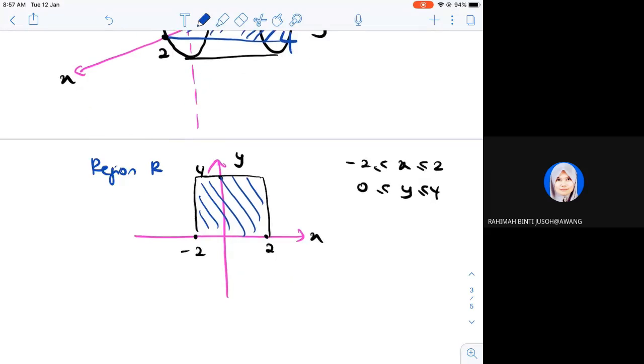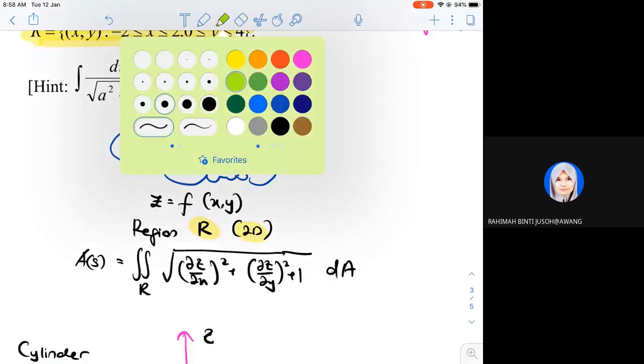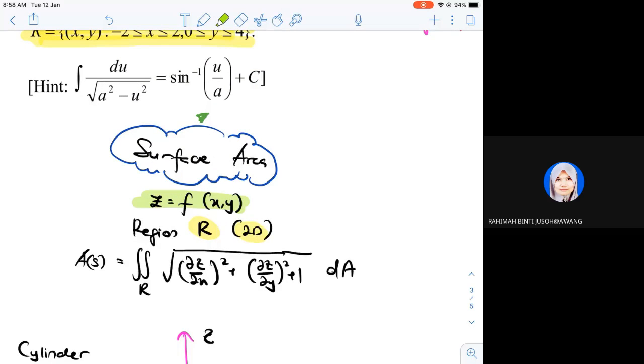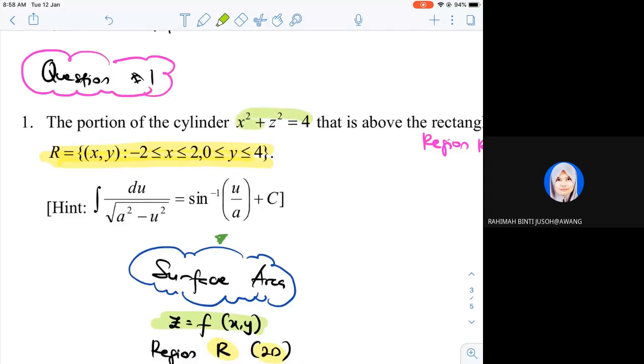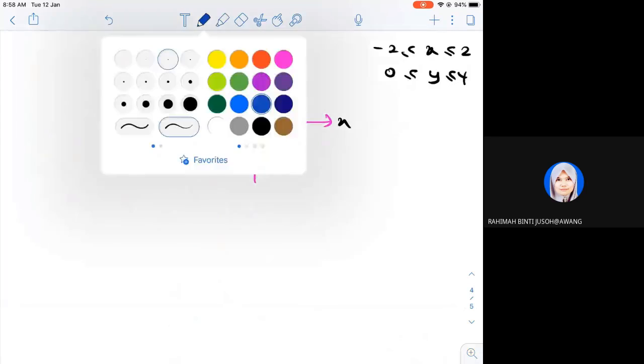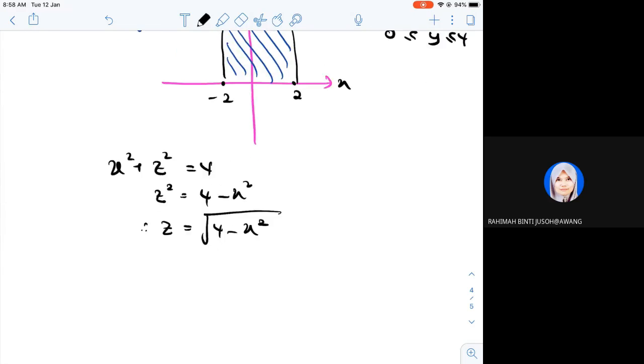Okay, so now we need to find what is our Z. Why? Because we are going to find del Z del X and del Z del Y. So kena cari function Z. From here, from the question, we know that X squared plus Z squared equals to 4. So we need to find the function of Z. X squared plus Z squared equals to 4. So Z squared equals to 4 minus X squared. Therefore, function Z equals to square root of 4 minus X squared. So this is our Z.